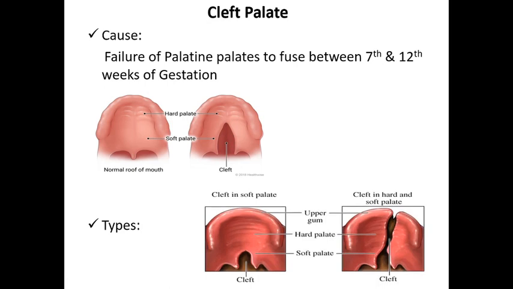Cleft palate is again of two types. Here you can see there is a defect in the palate which is only in the soft palate area. So this is cleft in the soft palate. But here you can see the two palatine processes have not fused at all. So then the defect is in the soft palate as well as in the hard palate. So this is cleft in the hard and soft palate both.